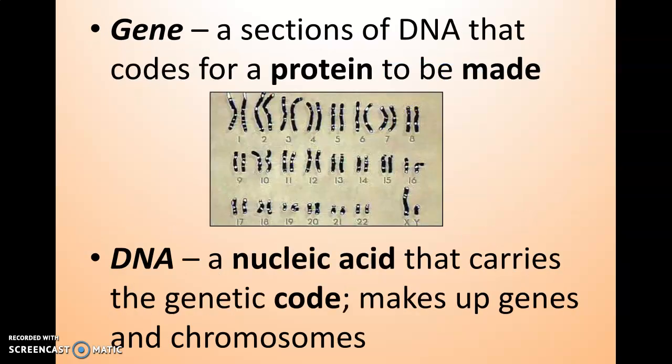Genes are sections of DNA that code for proteins to be made. As you see here in the middle of the screen, there's a picture of a karyotype. And if you remember, karyotypes are just images of genes on your chromosomes. DNA is a nucleic acid, that's one of our four major macromolecules, that carries the genetic code. DNA also makes up those genes and chromosomes.